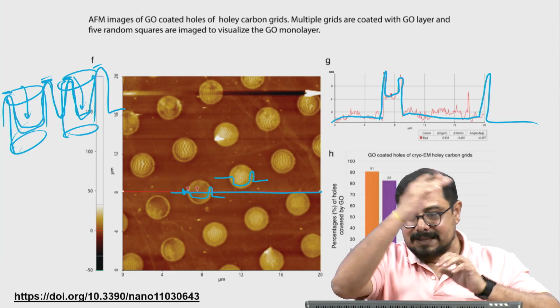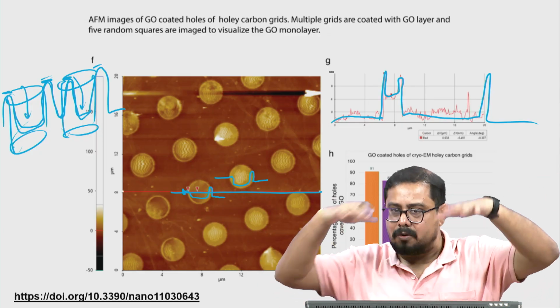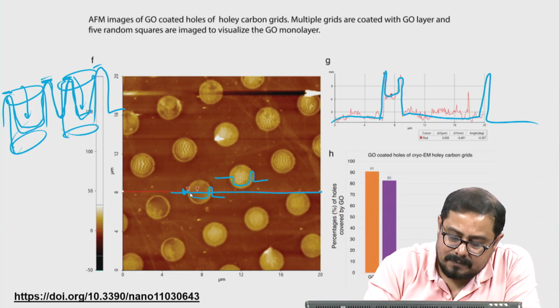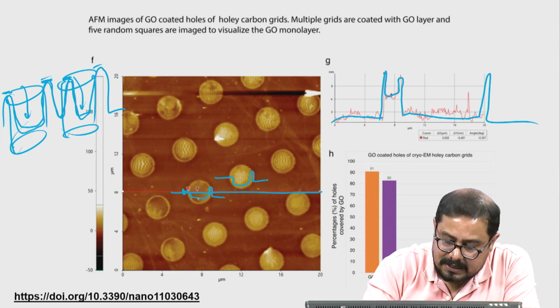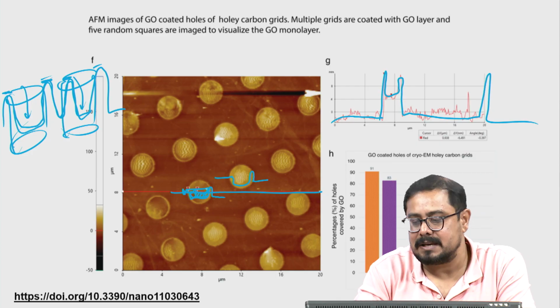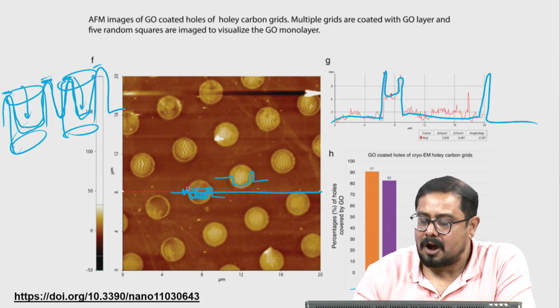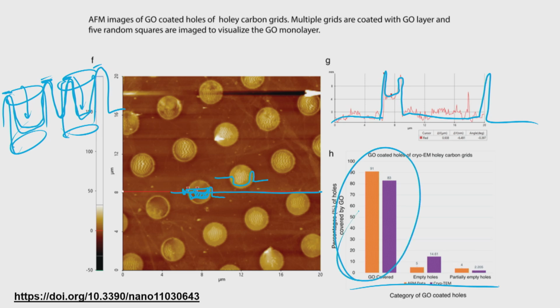So, this is how graphene oxide is going. It is covering the holes one by one, and there is some uniform depth inside each hole where your sample can stay, and we can image that particular area. In this particular case, we measure how many empty holes there are, and how many holes are coated or partially coated with graphene oxide.